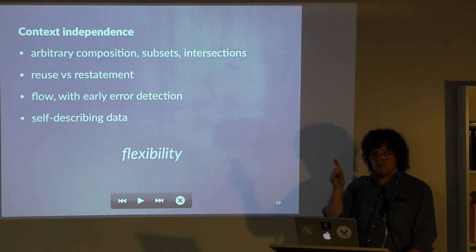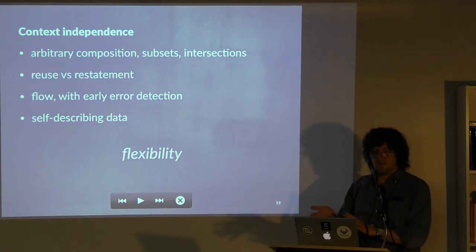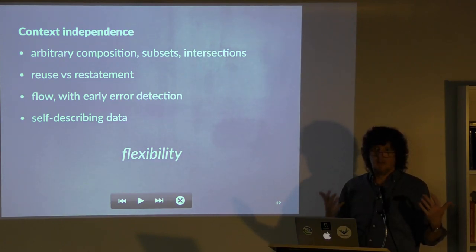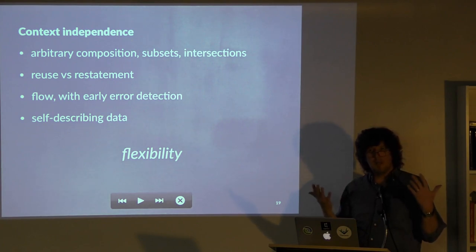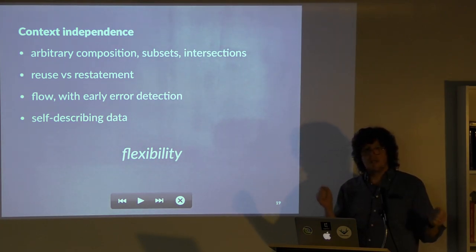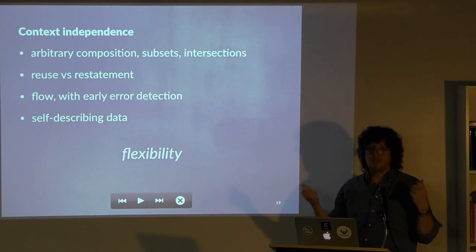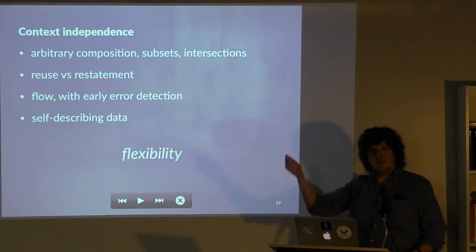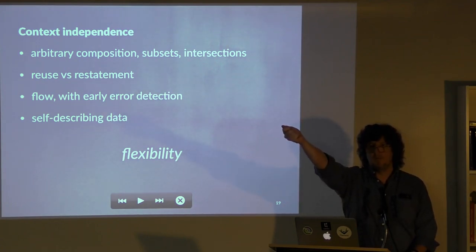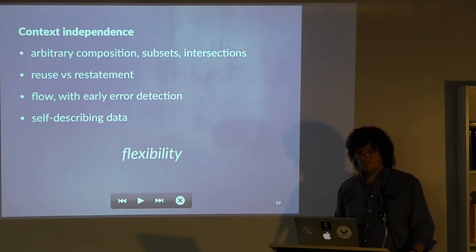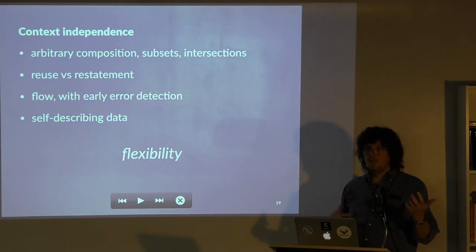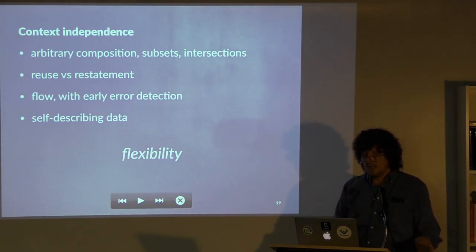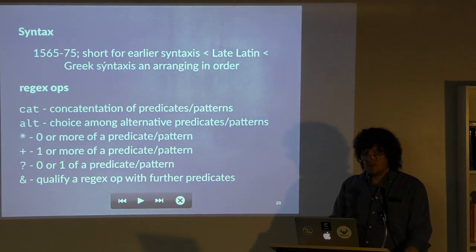So let's just talk a little bit more about those keys. So I showed arbitrary composition, right, subsets, intersections, the reuse versus restatement. This is a high reuse system then. You reuse the same keyword keys. But it also means if you have a fully qualified key, you're going to nail down the semantics of that key, and you're not going to change them, right? You get this flow. I talked about that before, right? We checked B as early as we saw B against B's spec. And in general, this yields self-describing data, right? Fully namespace qualified data is self-describing. I think the sum of these things is a path towards flexibility.